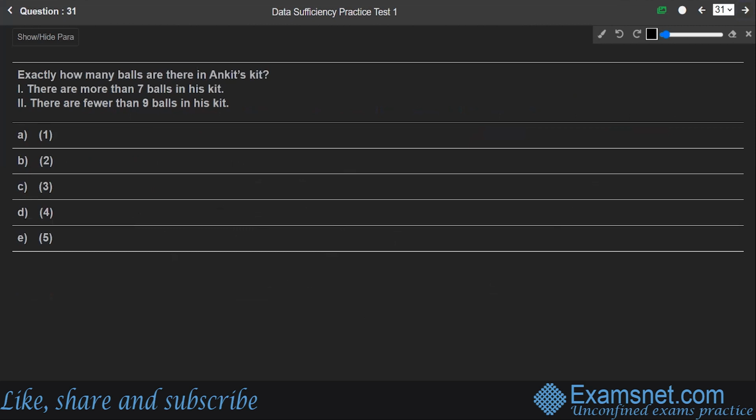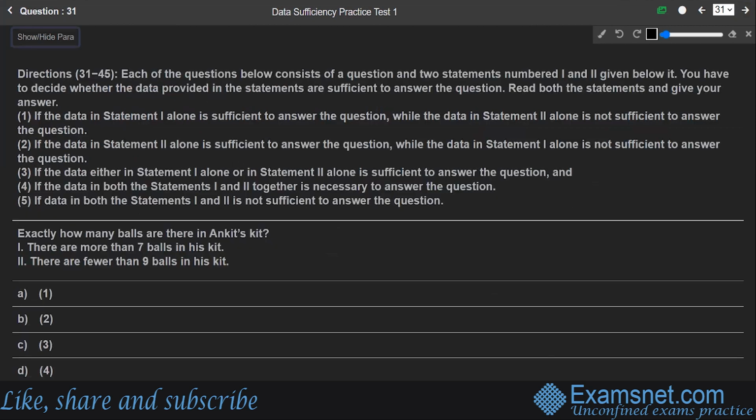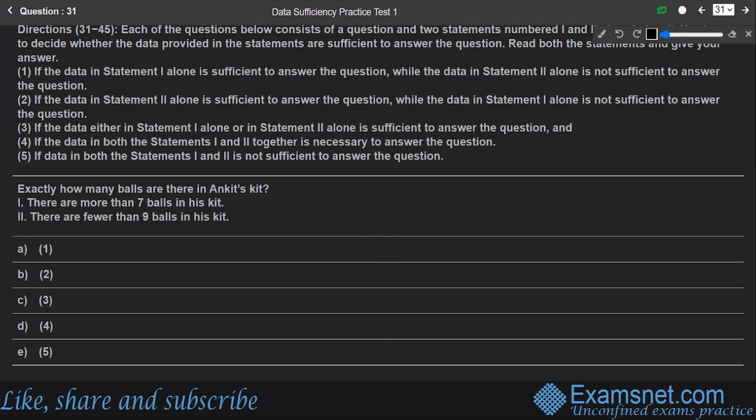Now, exactly how many, the question is there and the statements are also there. We are supposed to answer in the same fashion. If first alone, first option. If second alone, second option. If either of them is alone, that is third option. If both statements together are necessary, that is fourth option. And if even combining both statements we are not able to answer, then it goes for option number 5.